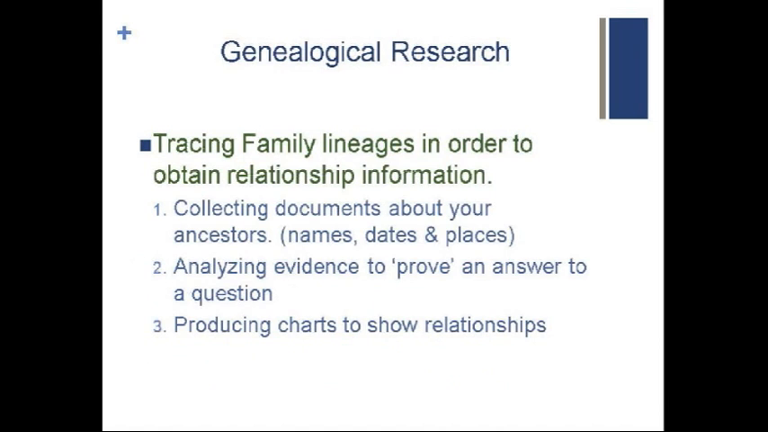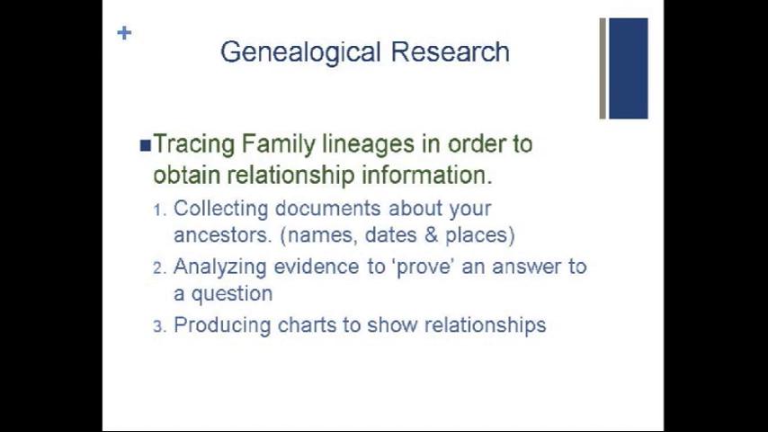Genealogical research is trying to trace those family lineages in order to obtain relationship information. And we collect documents about the ancestors, mostly names, dates, places. We analyze any of the evidence to kind of prove an answer to a question. You're fortunate if you can find a document that clearly says this person is the father of this person. But you are not going to find that on some of our early American ancestors. It just, or any ancestor for that matter, all over the world.